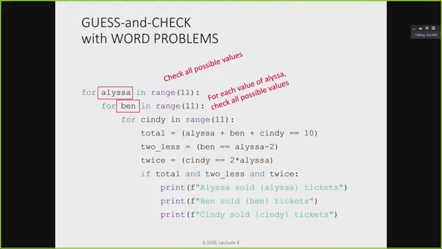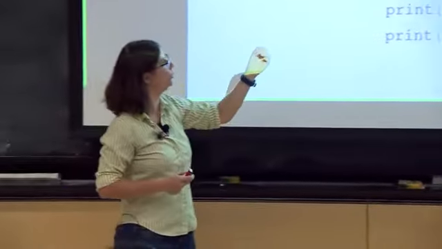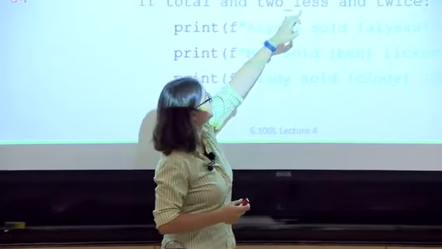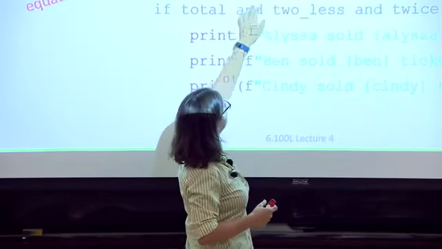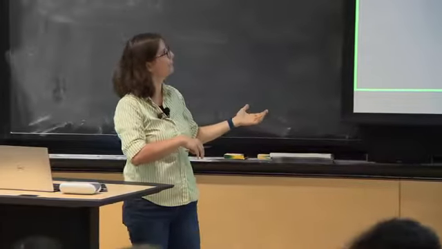So here I have Alyssa, Ben, and Cindy trying to sell tickets to a fundraiser. And then I have my system of equations here. So in total, they sell 10 tickets. Here, total, 2 less, and twice are all Boolean variables. A plus B plus C is equivalent to 10 is the first condition I need to hold. B is equal to A minus 2 is the second condition I need to hold. And C is equivalent to 2 times A is the last condition I need to hold. Those were the conditions from the previous slides, right?